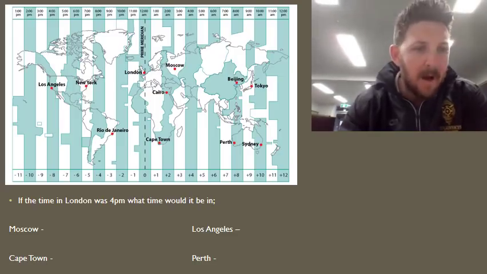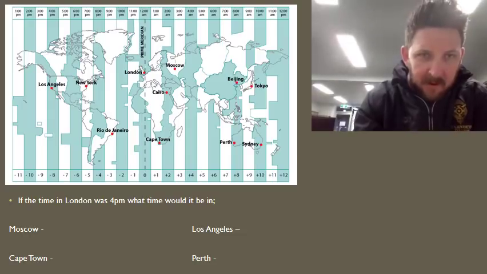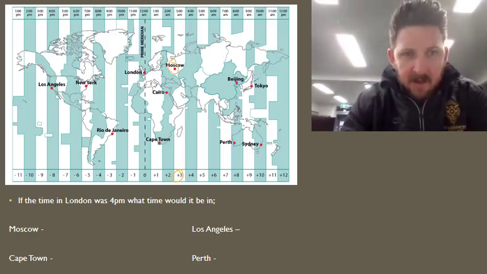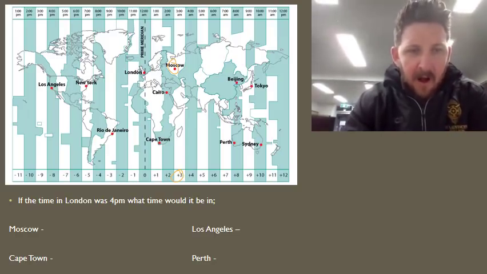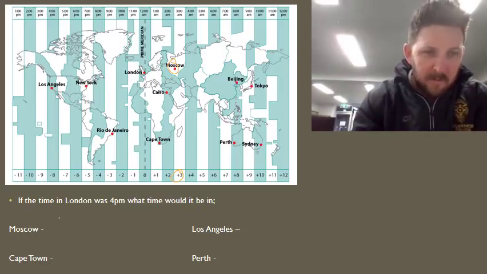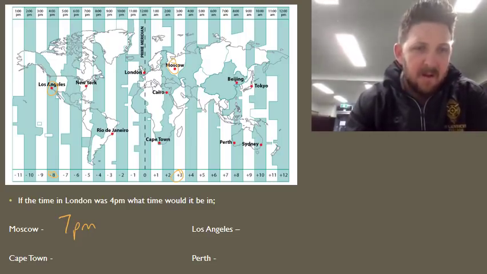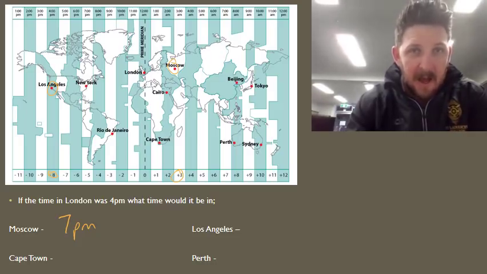Okay, let's have a look at Moscow to start with. We can identify Moscow. Here's Moscow. It's in the white zone there, and it says that it is in the +3. So if it's 3 hours ahead of London, Moscow would be 4 + 3 is 7 PM. All right, let's go to Los Angeles. Here is Los Angeles, and let's go down. It says -8. So I'm going to have to go back 4 hours to get to 12 p.m., and then I'm going to take another 4 hours off 12, which would be 8 a.m.